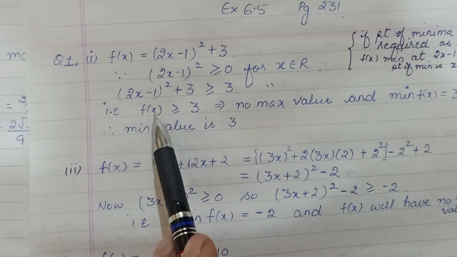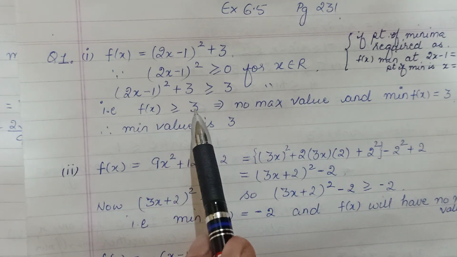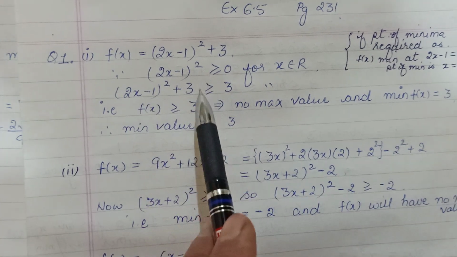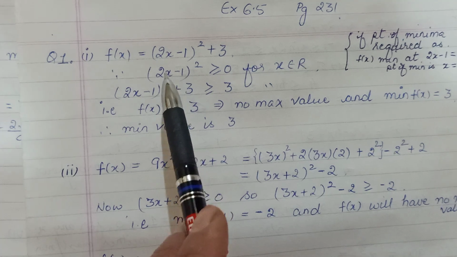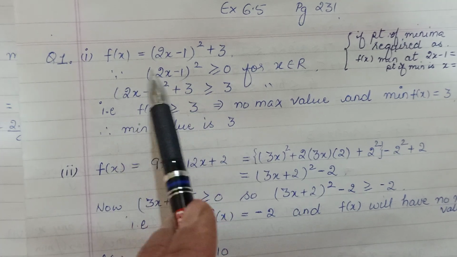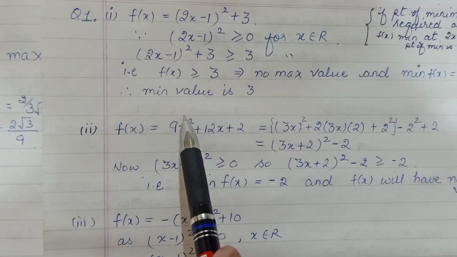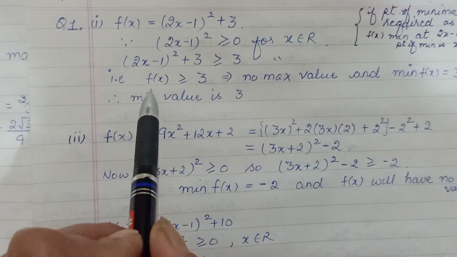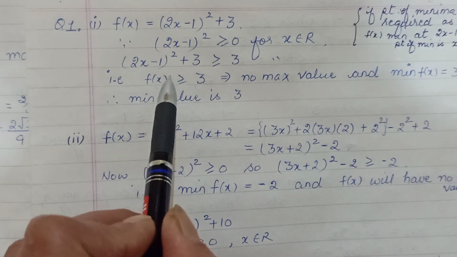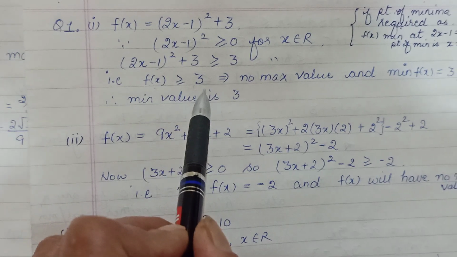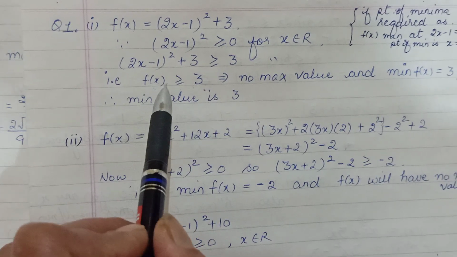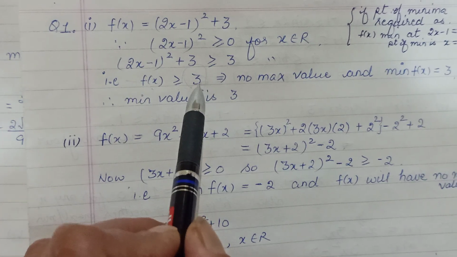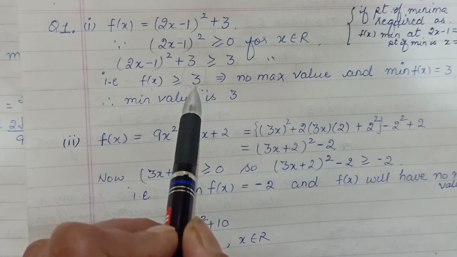So we observe the value of the function would always be greater than or equal to 3. If this is always greater than or equal to 0, and you are adding 3 to it, then the minimum value of the square is 0, so plus 3, the minimum value of this whole function will be 3. So we are saying the given function is always greater than or equal to 3. The value can be greater but nothing less than this. This is the lower limit, the minimum value.